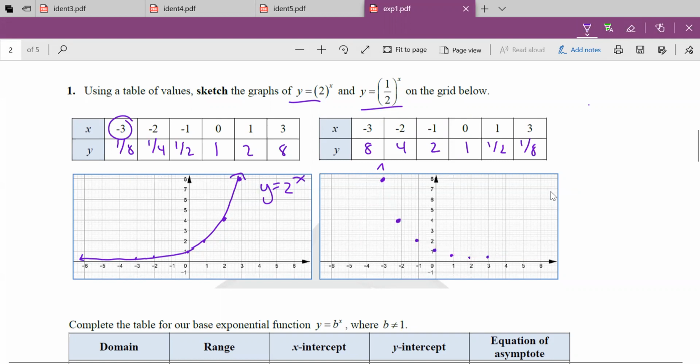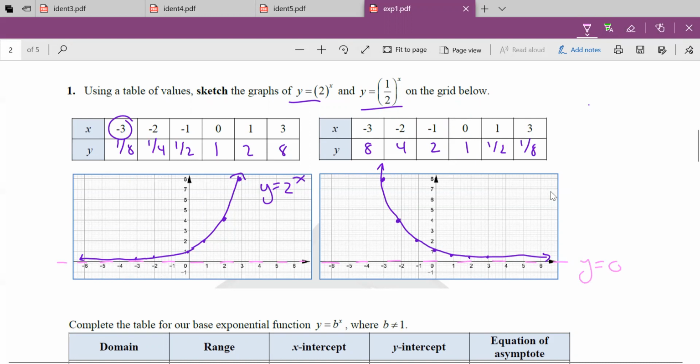So again, as the x values go to positive infinity, the y values are going to approach 0. They will never touch the x-axis. So what's happening here is there is an asymptote, just like that. There's an asymptote at y equals 0.